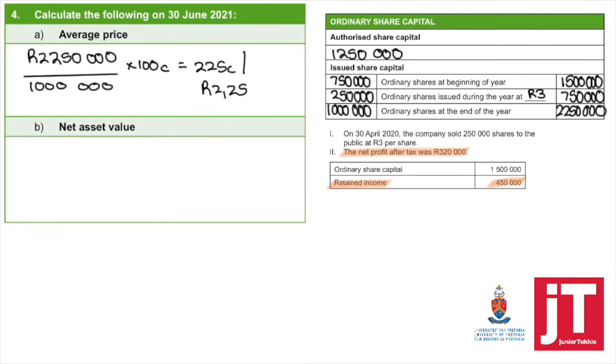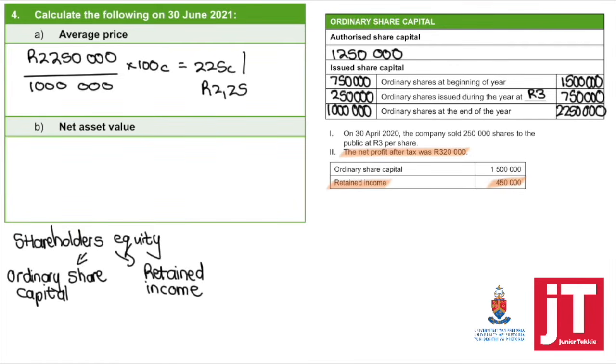To calculate the net asset value, we are going to take the total shareholders' equity divided by the number of shares in issue. The net asset value tells us what the shares are actually worth. So if I look at the information, the net profit after tax was 320,000. So if a company decides to retain those funds, they didn't pay out any dividends, that is going to be added to your retained income.